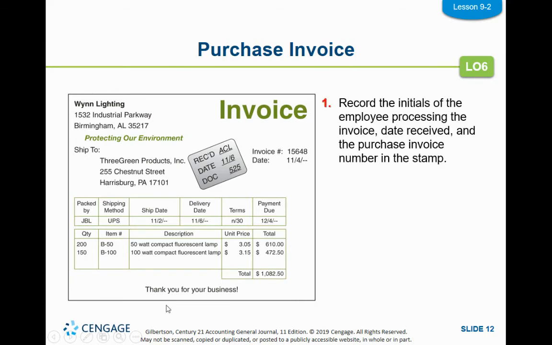So in this example, this is just another picture of an invoice. You start by recording the initials of the employee who's processing the invoice. So you filled out the purchase order, you ordered the stuff from When Lighting. Now, When Lighting is delivering it. You either ordered it online or you went to the store, whatever. They put an invoice in there that says this is what you got. So when you get that, your company then takes that invoice and stamps it: who received it, the date it was received, and you give it a document number.